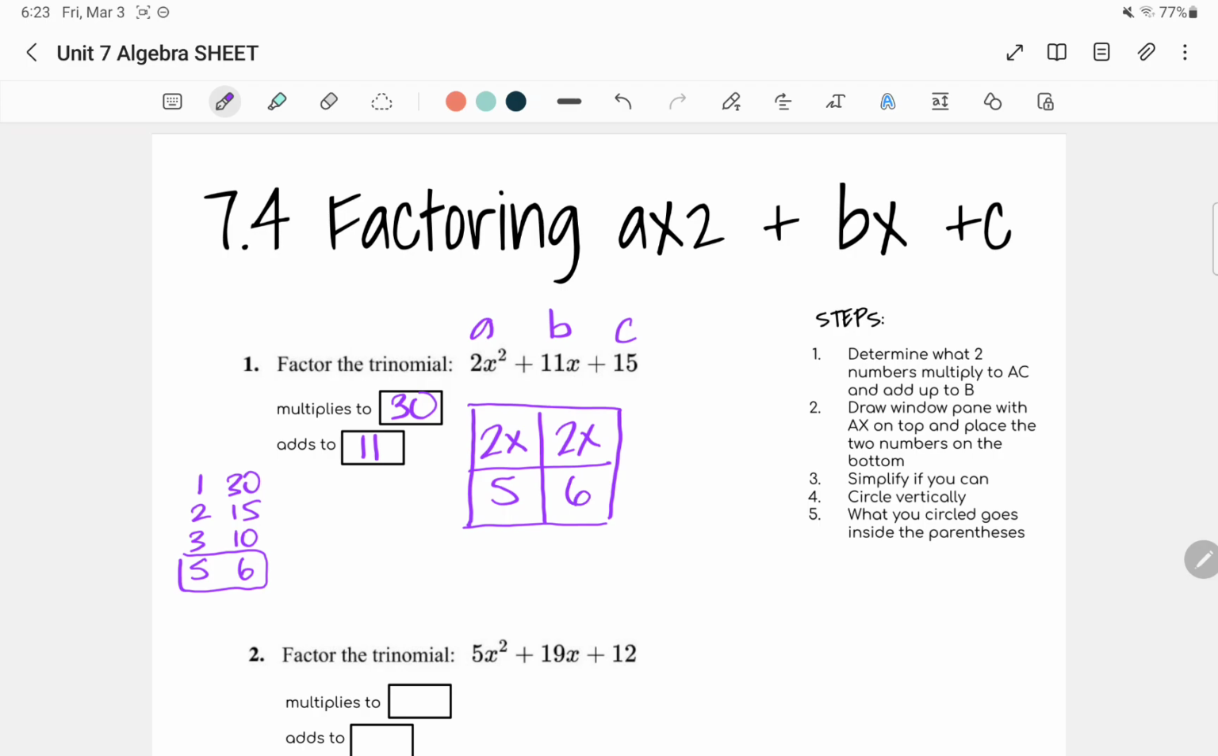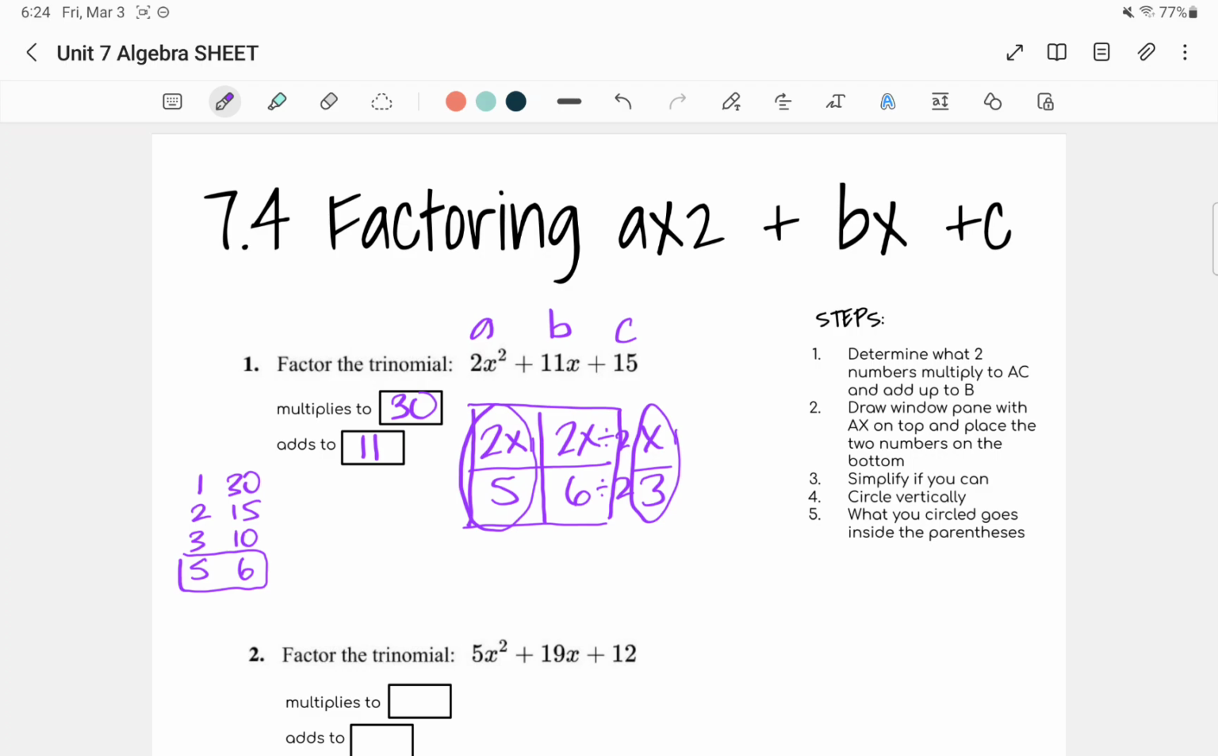And so can we simplify 2 over 5? No, so that's done. Can we simplify 2 over 6? Yes, that can be simplified as 1 over 3 because I'm just dividing it by 2. So simplify means, can I divide my top number and my bottom number by the same whole number, which in this case is 2. And so now I have 1 over 3, and then what I circled is going to go inside my parentheses.